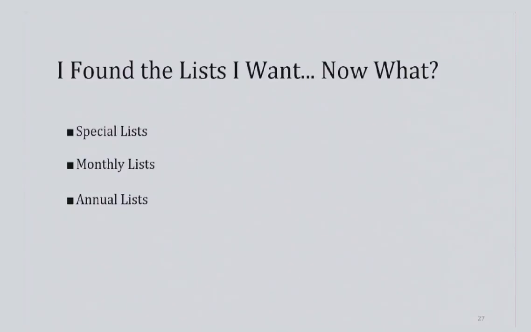So once you've found the list you want, whether on microfilm, online, or in person, you want to know what exactly it is you're looking at. The tax laws of 1862, much like tax laws of today, were very complicated. As such, the records are somewhat complicated as well. When you get down to the division as previously described, the records are further broken up into special lists, monthly lists, and annual lists.